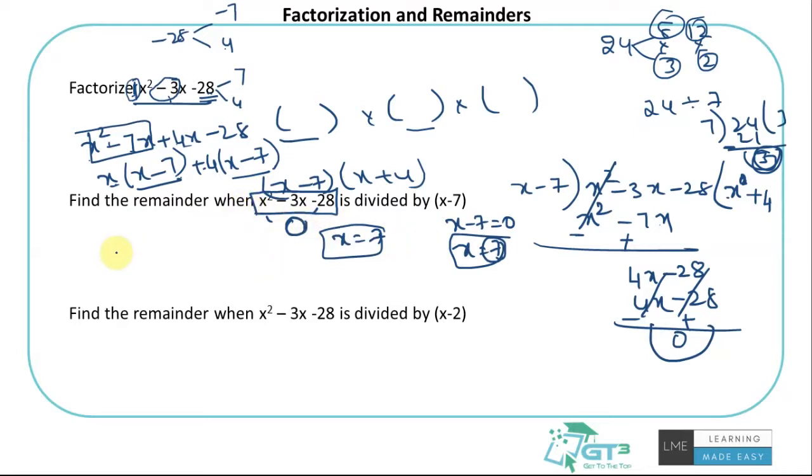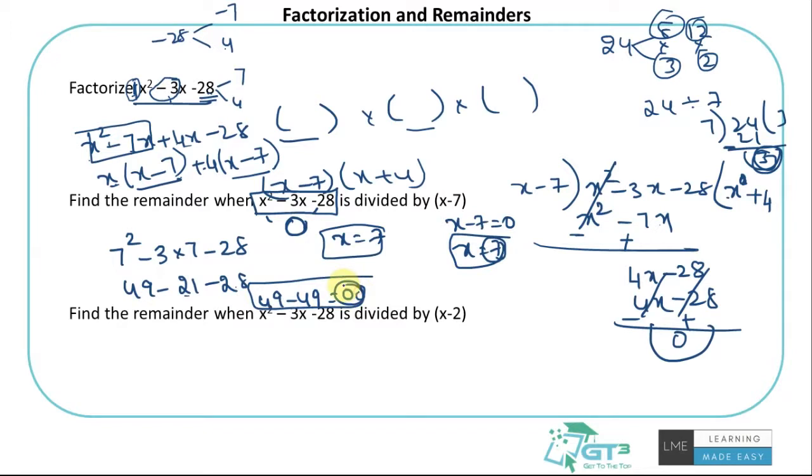So 7 in here is 7 square minus 3 into 7 minus 28. So 7 square is 49, 3 7s are 21, minus 28. So minus 21 minus 28 is minus 49. So 49 minus 49 equals 0. So the remainder is 0. Similarly, let's look at this question. Find the remainder when x square minus 3x minus 28 is divided by x minus 2.